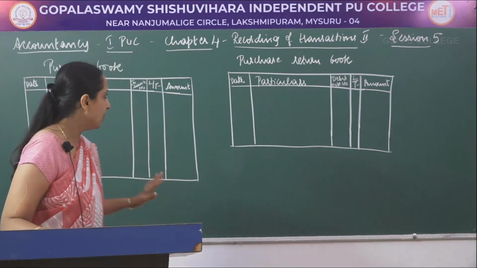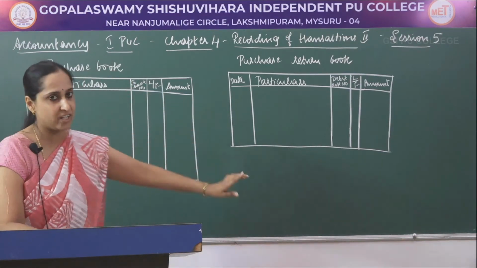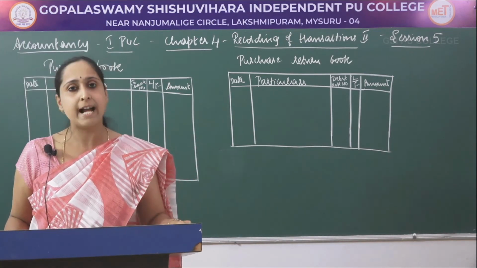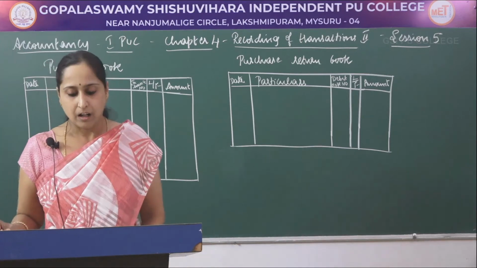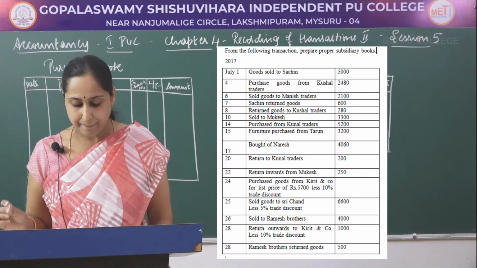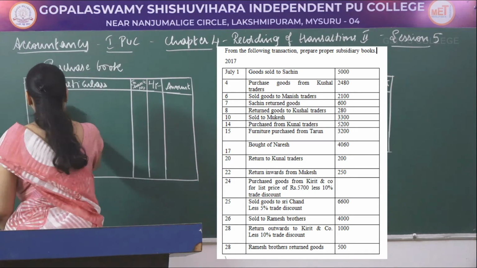Now first let us enter the transactions into purchase book and purchase return book, and later we shall enter the transactions into sales book and sales return book. Now here let us see, on July 4th we had purchased from Kushal Traders worth rupees 2,480.